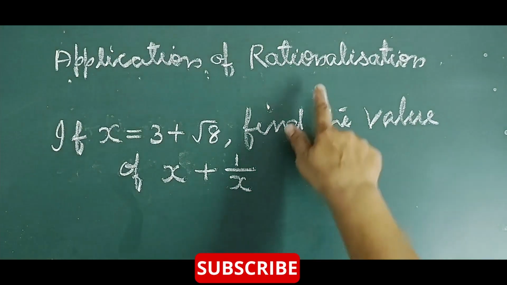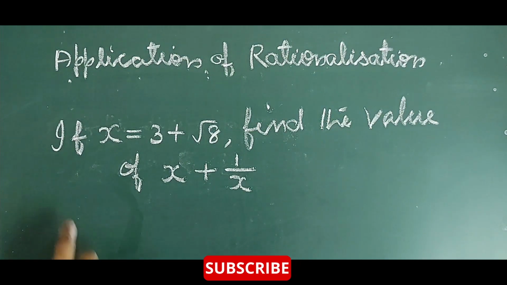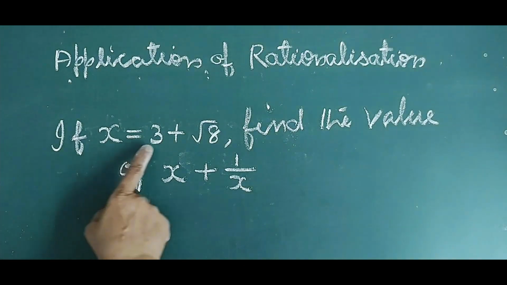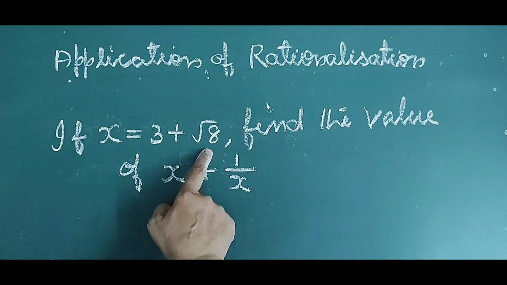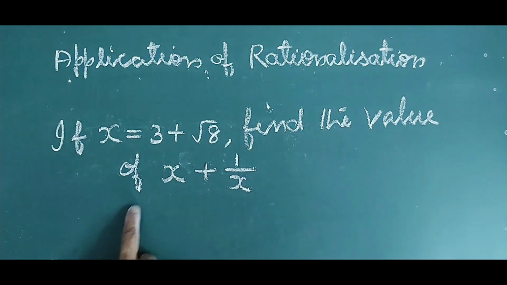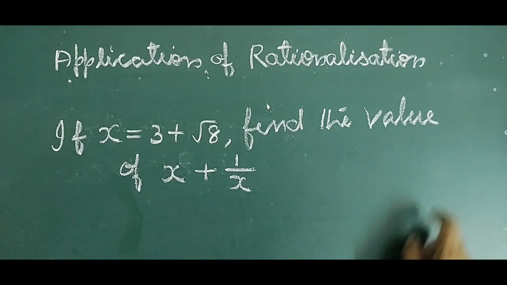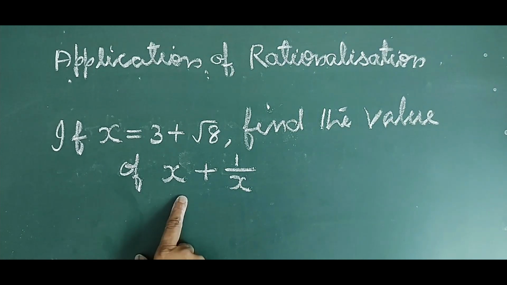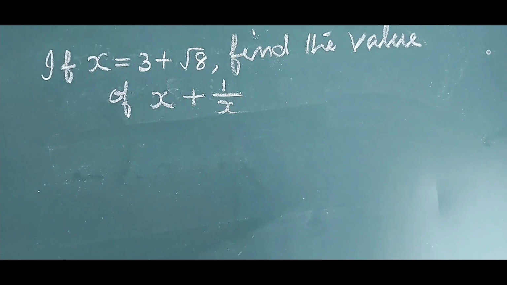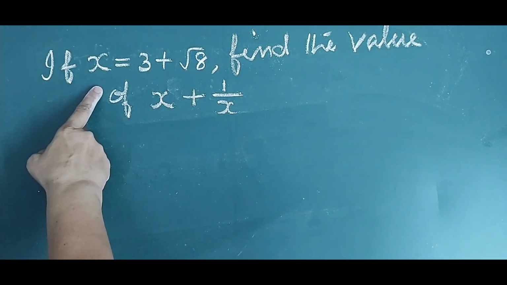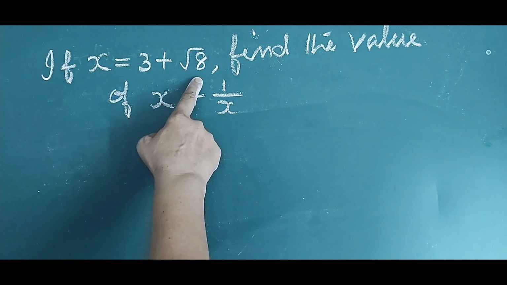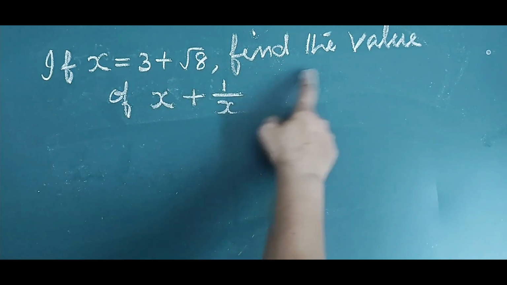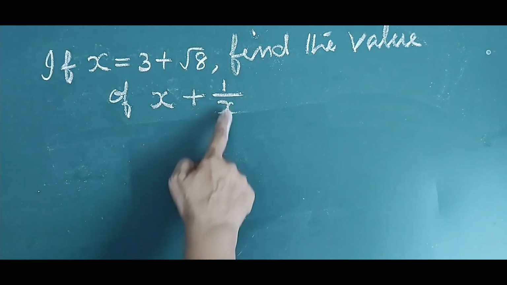Application of rationalization. If x equal to 3 plus root 8, then find the value of x plus 1 upon x. Using this rationalization, we can find the value of x plus 1 by x. In this question, if x equal to 3 plus root 8, then find the value of x plus 1 by x.